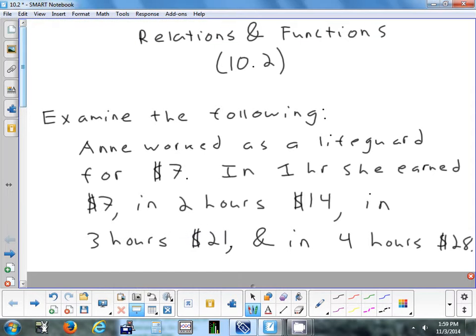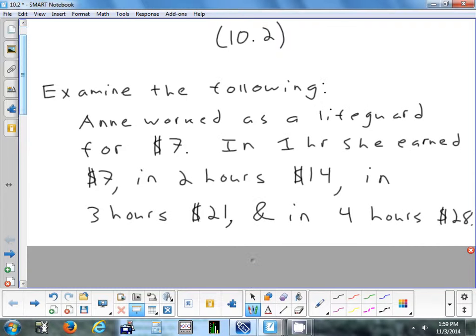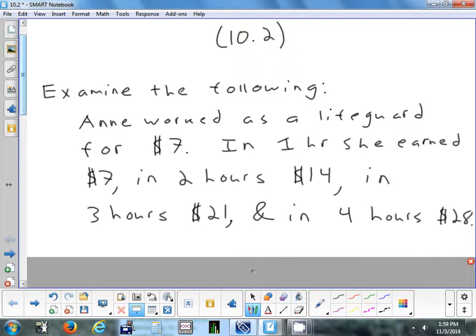So we're going to look at 10.2. Okay, first thing I want to do is look at just this example. I just want you to look at it, listen to me. You don't have to write this down. Okay, so here's an example.